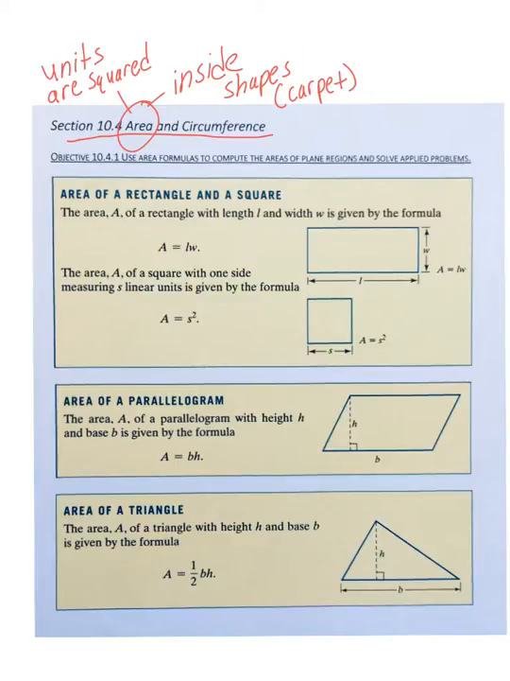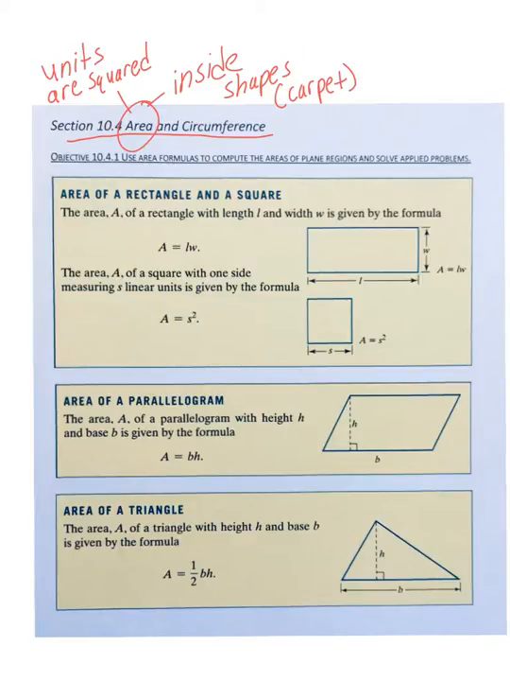Why is it always going to be squared for area in this course? Because you're going to be plugging into a formula where you're multiplying that unit times itself. You'll be doing feet times feet for feet squared, or yards times yards for yards squared.